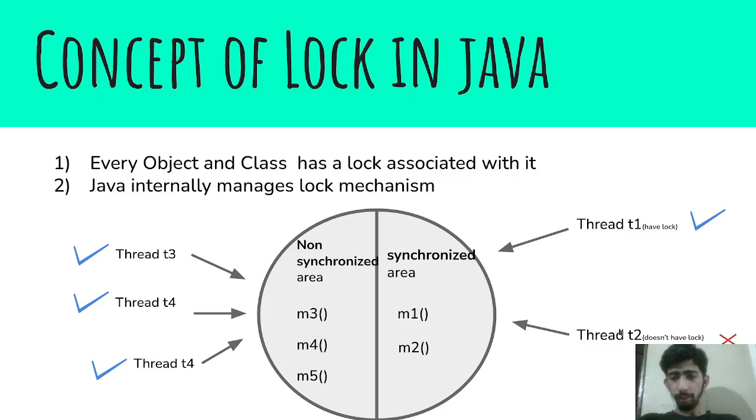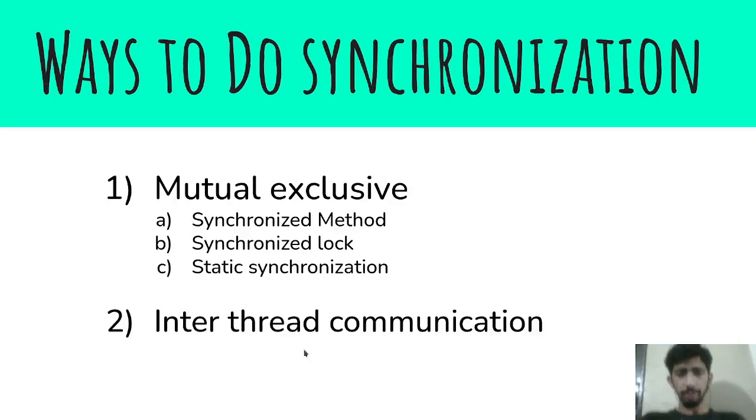So after thread T1 has done its work and releases the lock, only then can thread T2 have the lock and call the M1 and M2 methods here. While on the non-synchronized area, all the threads can simultaneously call M3, M4 or M5. So, ways to do synchronization.